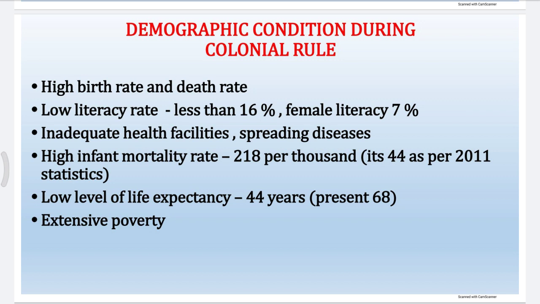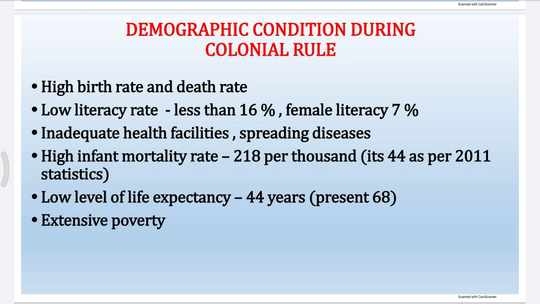Low level of life expectancy. Life expectancy is the average number of years for which people are expected to live. It is 68 at present, and it was 44 years under colonialism. So it was a very low life expectancy.